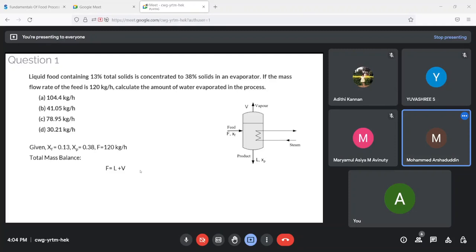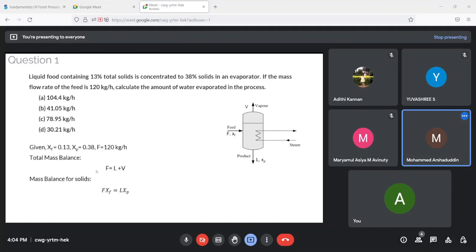The other balance you can do here is the total solids balance. Since only water is getting evaporated, the amount of solid present is the same in feed and product. Only the concentration is changing. If, say, 5 grams of solid is present in the feed, the same 5 grams of solid will be present in the product. Only the volume of the feed and the volume of the product will be different, so the concentration is also different.